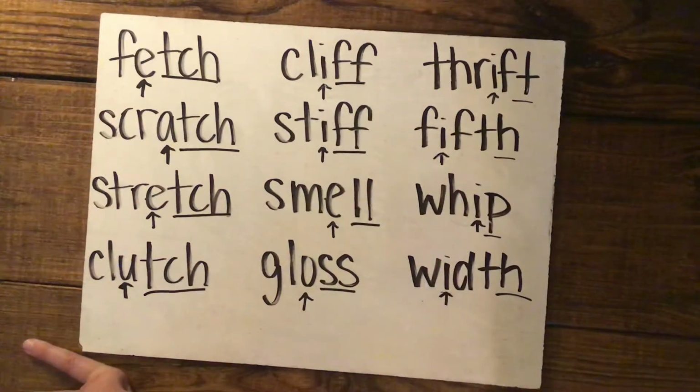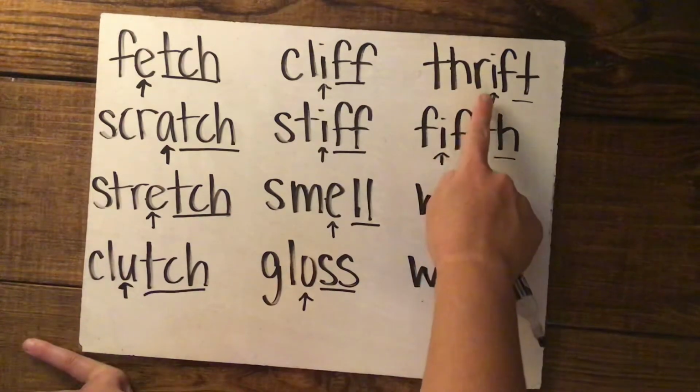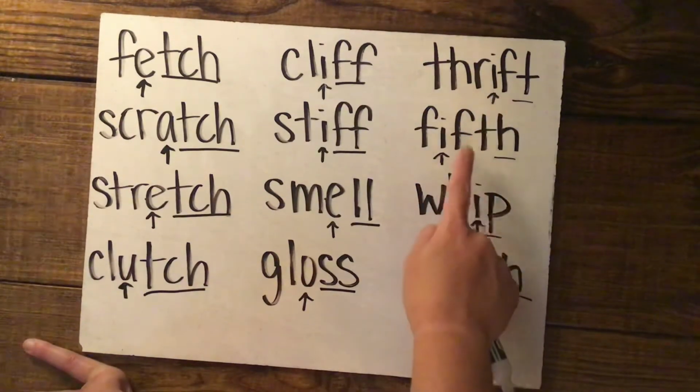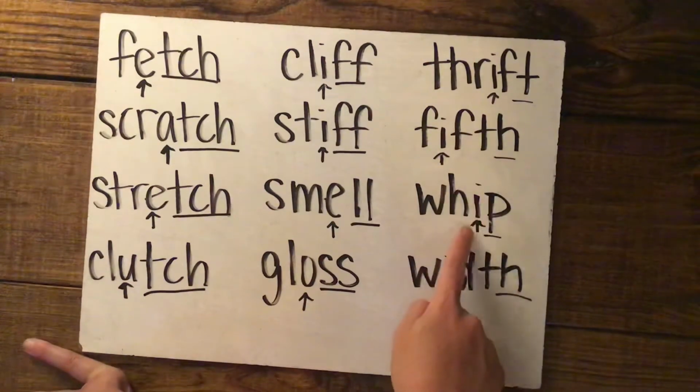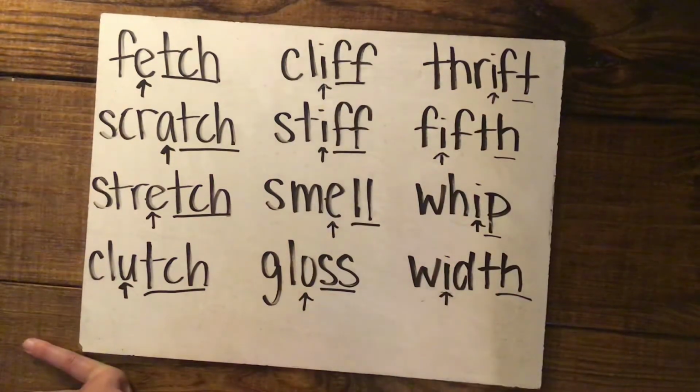All right, now I want you to try along with me. If you need to pause the video at any time to sound out these words, that's okay. Please do that, okay? So here we go. We have thrift, fifth, whip, and width. Great job, Oliver and Mason. All right, are we all warmed up? Ready to go? Perfect.